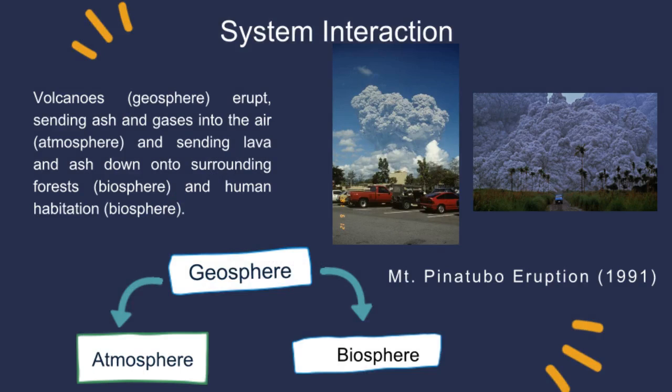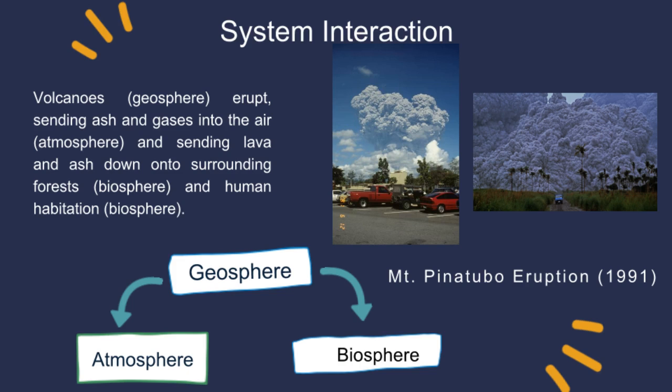This is an actual photo taken during the eruption of Mount Pinatubo on June 15, 1991. As we can see, the eruption is being generated in the geosphere. And in this case, Mount Pinatubo is releasing huge clouds of volcanic ash and gas that rise above its crater, and the eruption is considered the second largest volcanic eruption on Earth in this century.